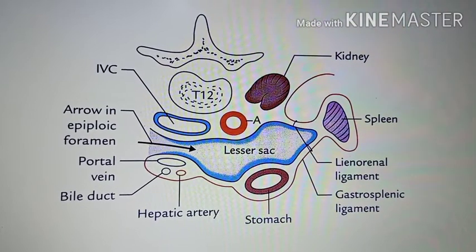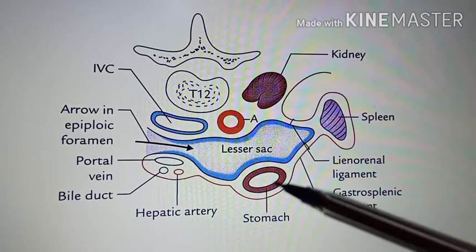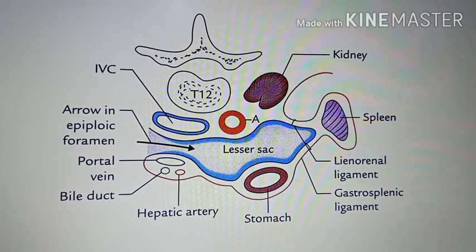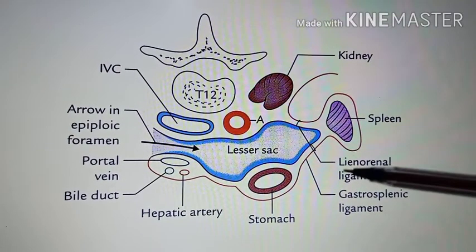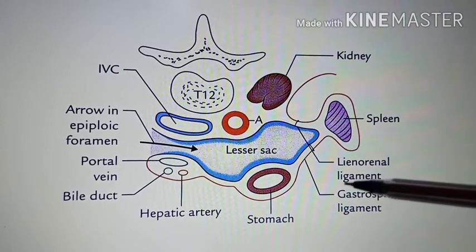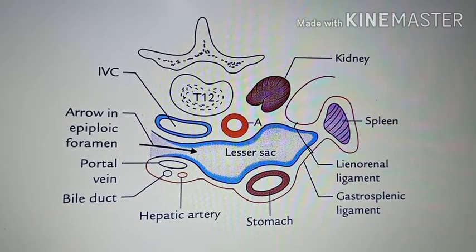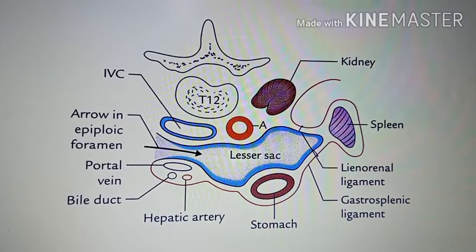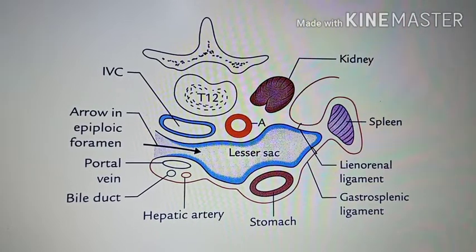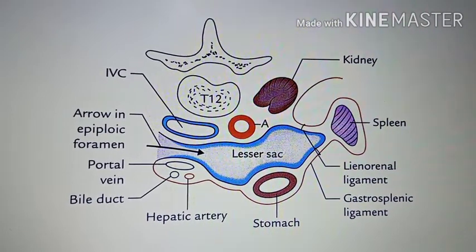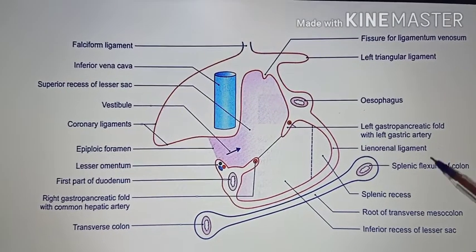So between the transverse colon and the cardiac end of the stomach, it is by the inner layer of gastrosplenic ligaments as well as the lieno-renal ligaments. So these two ligaments will be present in between the transverse colon and cardiac end of the stomach. Above the cardiac end of stomach, you are having the gastrophrenic ligament. So that you are not able to see a few things in this slide. So now we will study about the subdivision of the lesser sac.